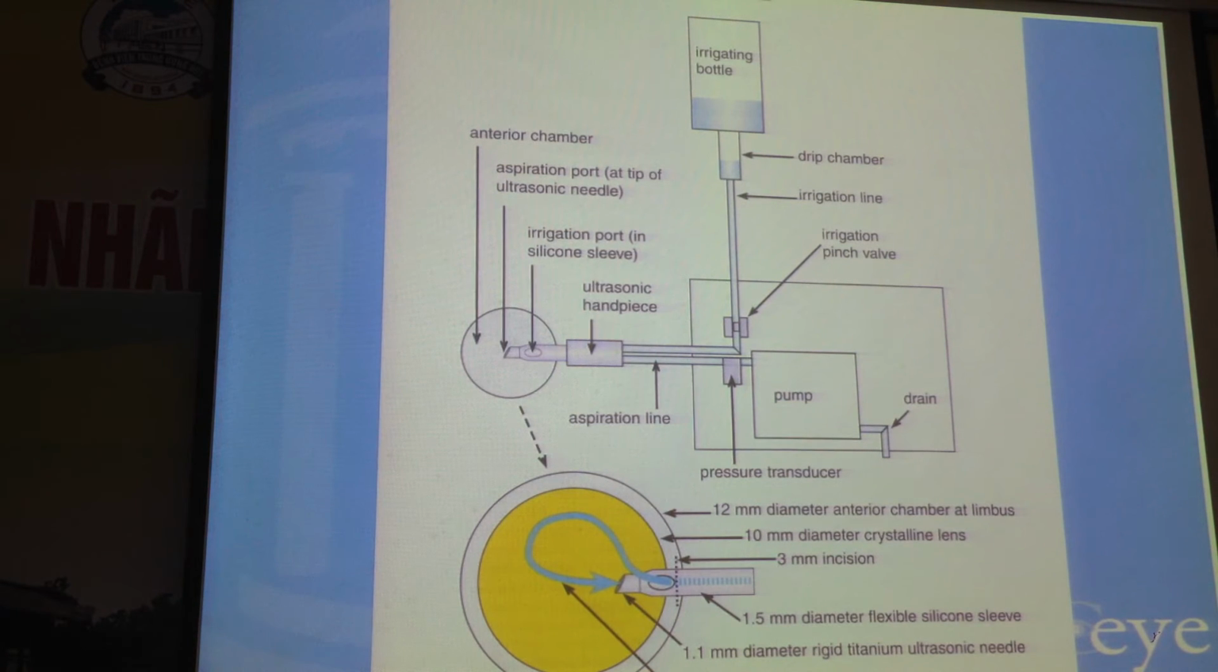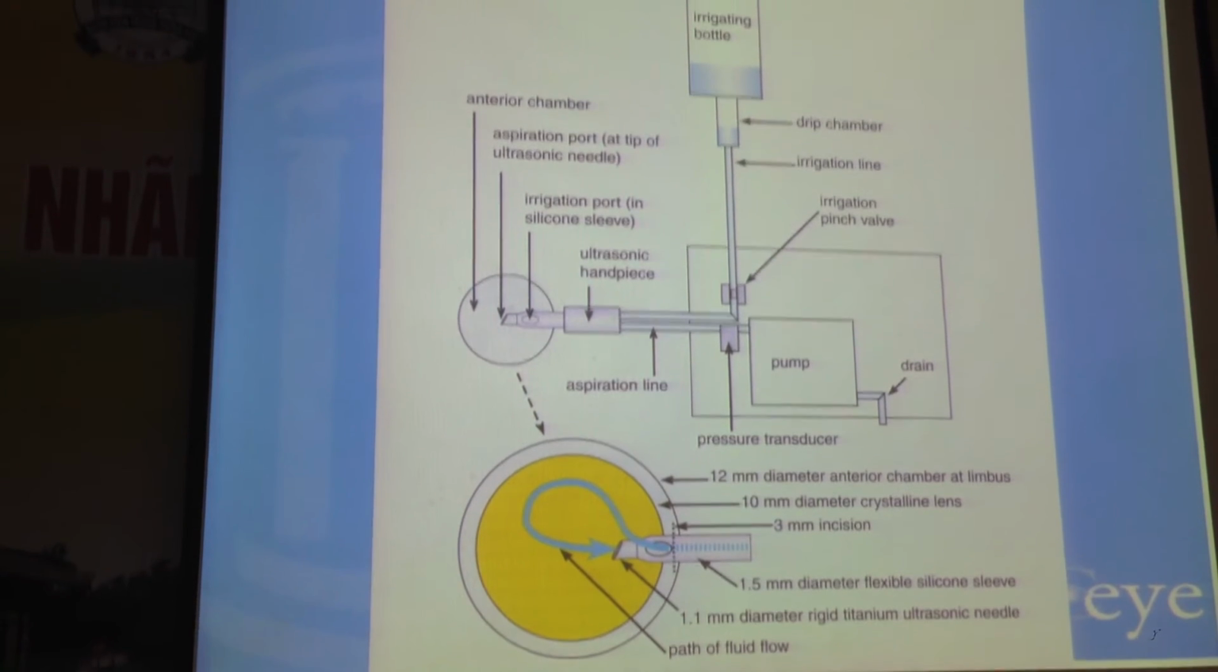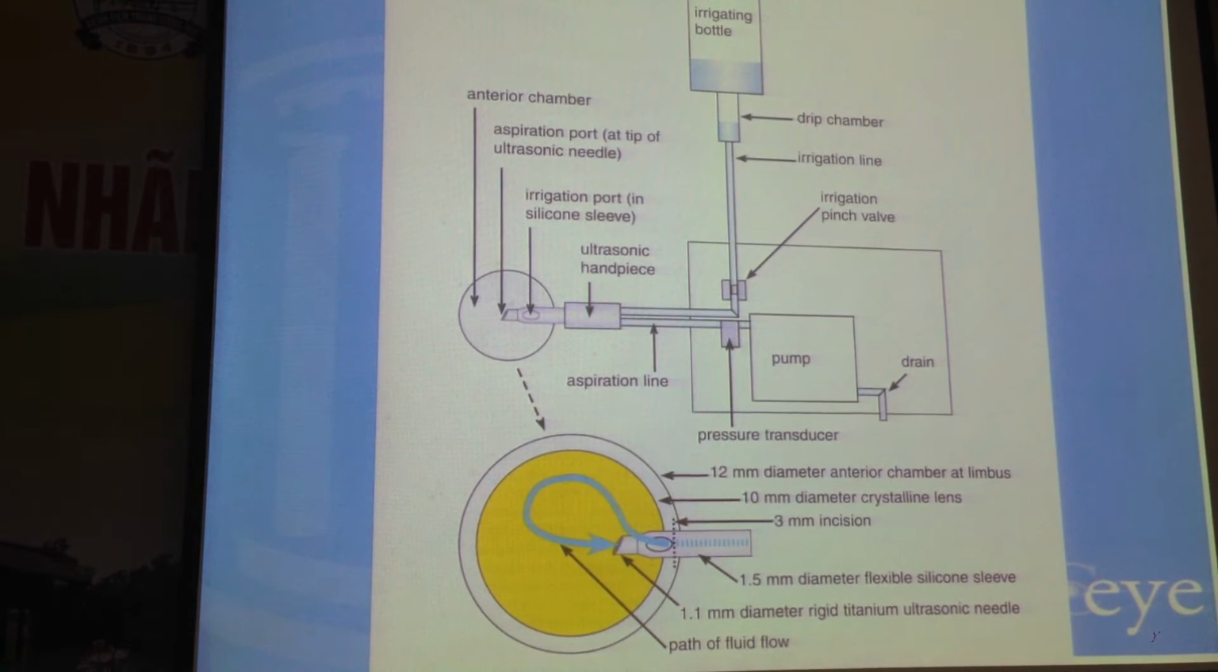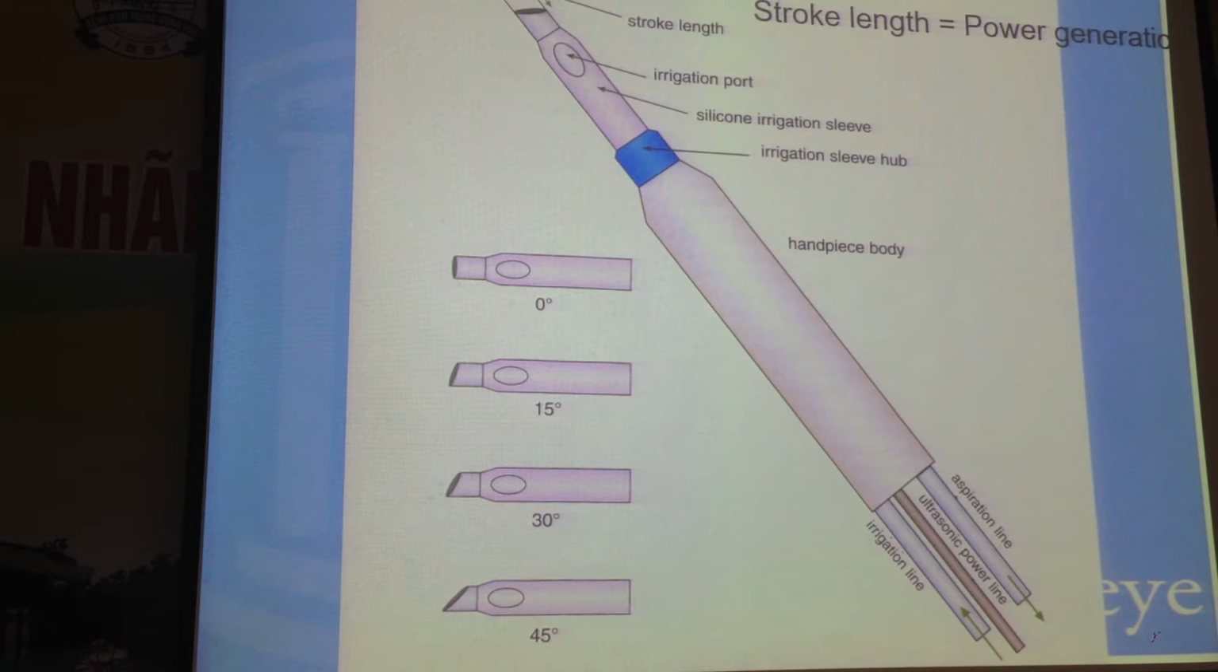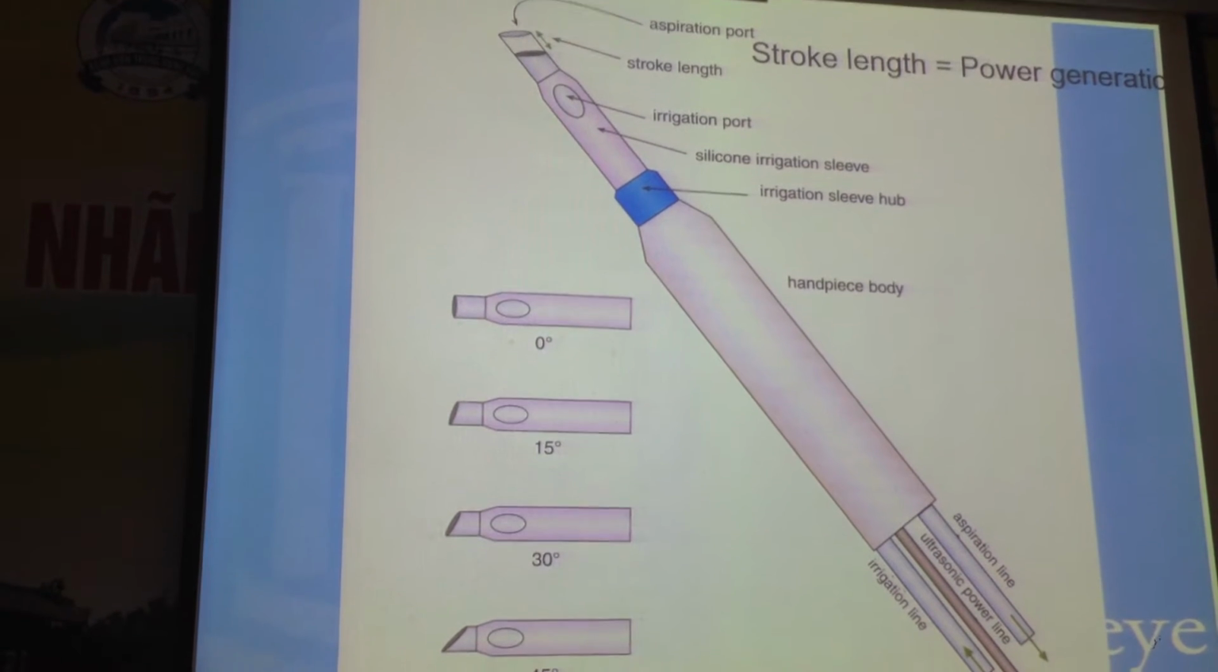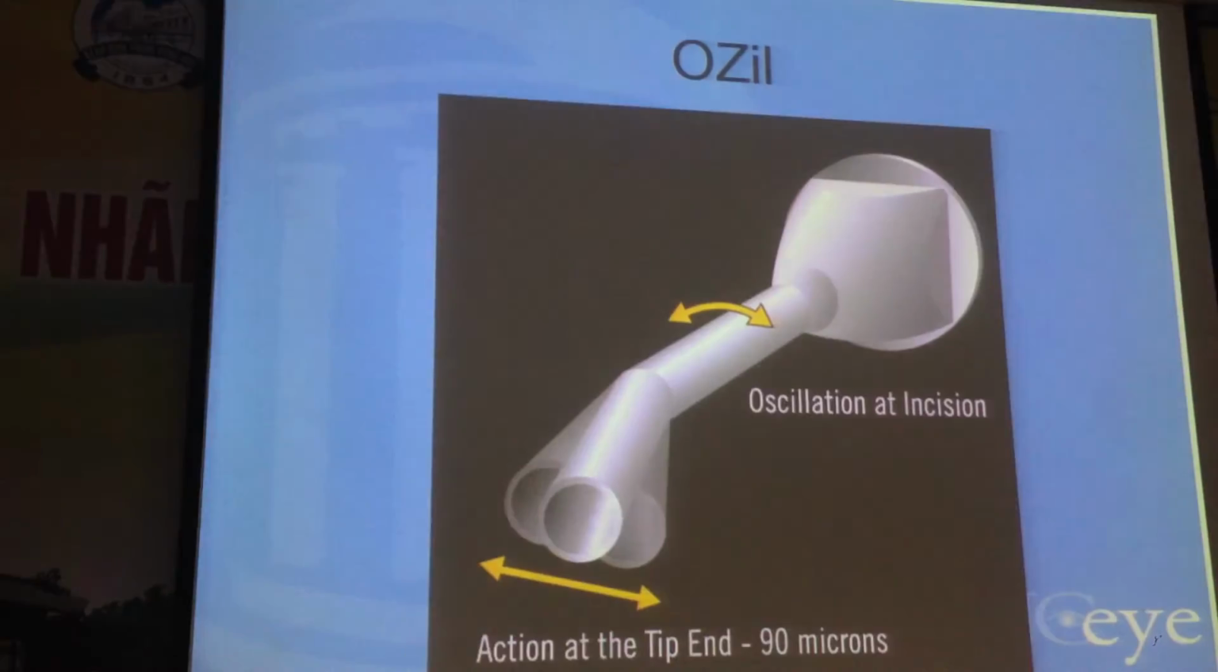This is a diagram of a phaco-emulsifier. This was explained to you this morning, with irrigating bottle, irrigating through the phaco needle into the anterior chamber, with an aspiration line that's controlled by a pump. Phaco power is generally thought to be a function of the stroke length of the needle, how far you have excursion.